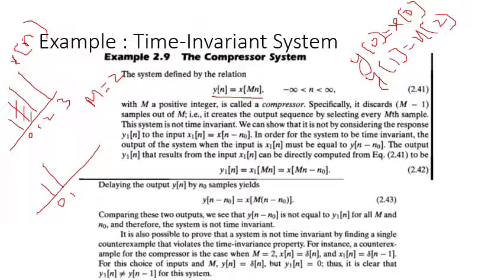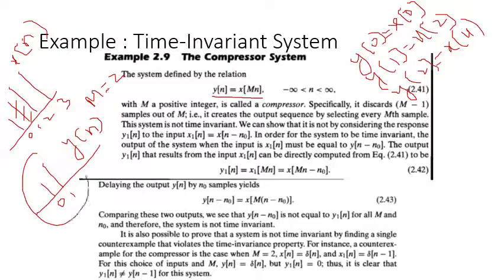Okay, again y of 2 is equal to x of 4. So we don't have any 4, so output will be these two samples only. So now we have compressed the signal. We have 2 samples here. Initially we have 4 samples here. So this is our compressor system.